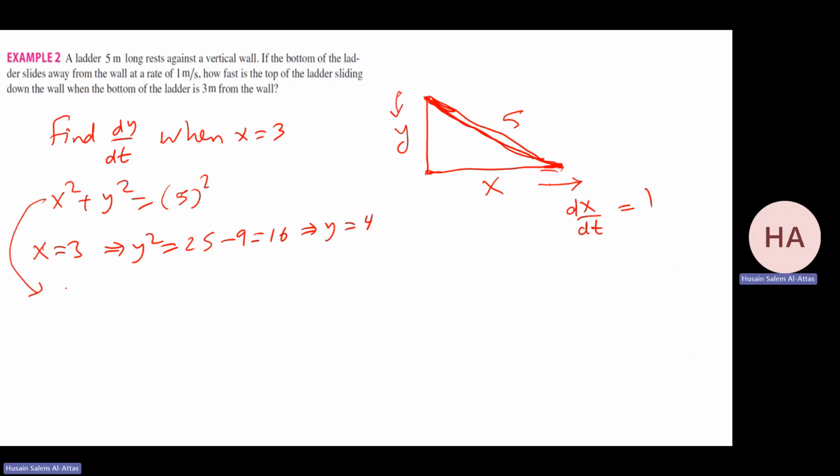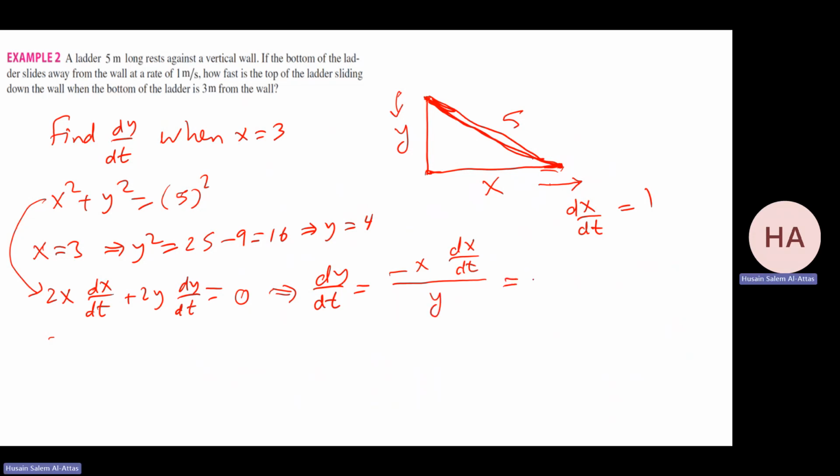So now I differentiate this with respect to t. I have 2x dx by dt plus 2y dy by dt equals 0, since the ladder is fixed. So I want dy by dt. That implies dy by dt will be minus x dx by dt over y. What is x? x is 3. dx by dt is 1. y is 4. So it will be minus 3 over 4. It's decreasing because it's very clear this side is decreasing, but this side is increasing. Okay.